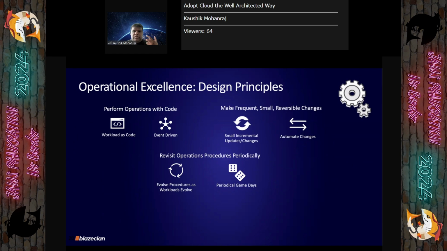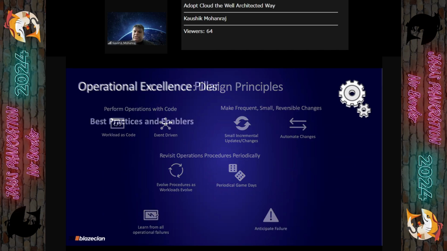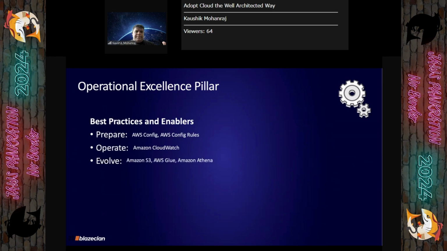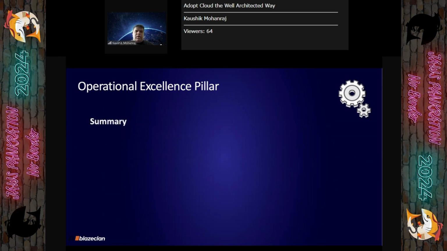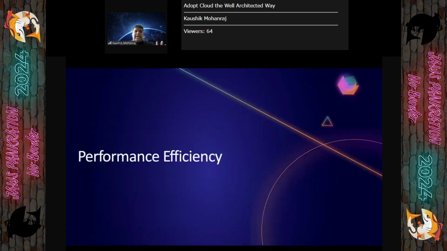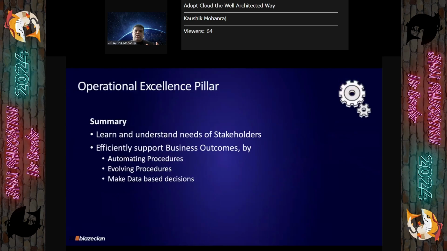Always know working in an environment is not just technology, it is people too. Then we have learn from operational failures and anticipate things. So, prepare, operate, and evolve using these services. And in summary, operational excellence, this is where you need to learn and understand from all stakeholders and have an efficient business outcome so that it's all data driven, right?